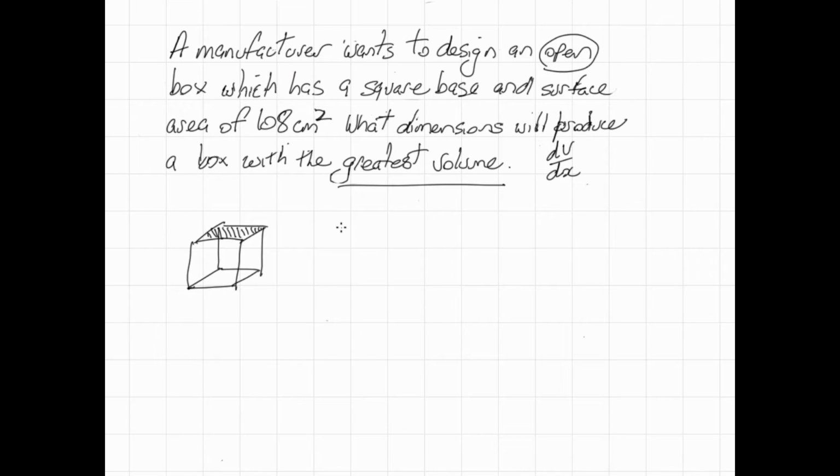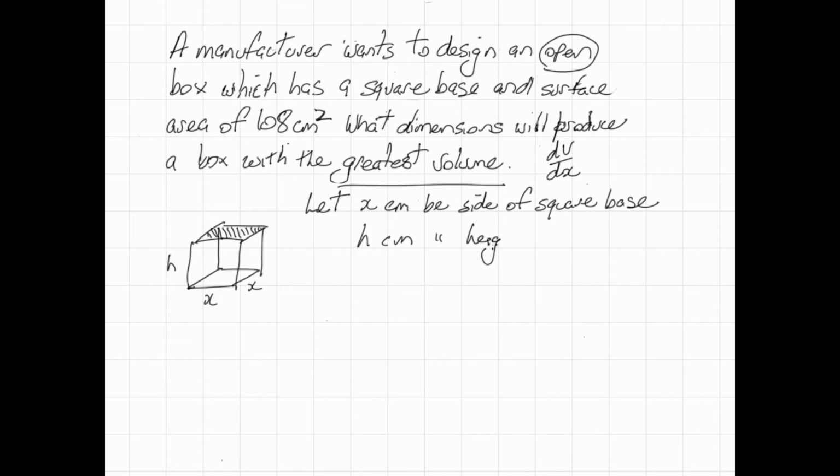There's no mention here of x's and all that sort of stuff and variables, so we need to introduce those. So if that is x and it's a square base, that's got to be x there. If we're introducing variables, we should define what they are. So let x centimetres be the side of the base. It's a square base. And to find volume, we need the height as well. So we'll call that h, and let h centimetres be the height of the box.